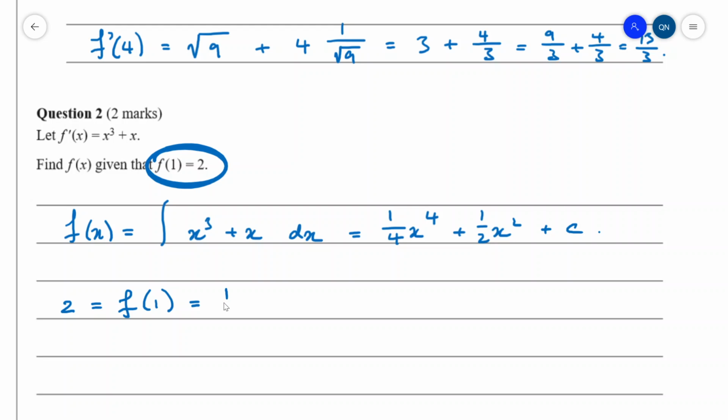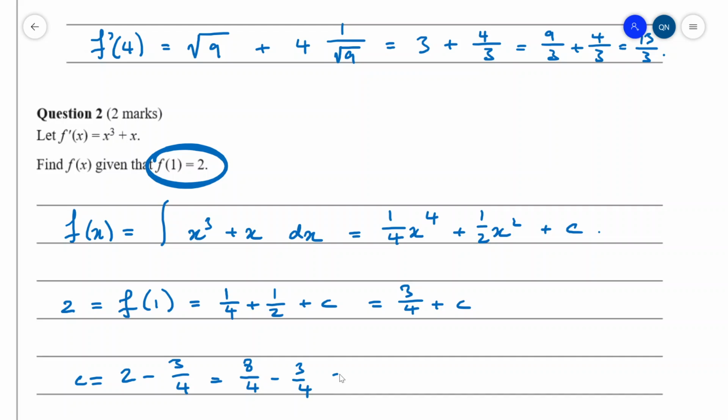That's going to be 1/4, and then plus 1/2, and then plus c. And then you're just going to solve the equation. I mean, we can simplify this a little bit. This is 3/4 plus c. So let's see, c is equal to 2 minus 3/4, but that's just going to be 8/4 minus 3/4, and that's going to be 5/4.